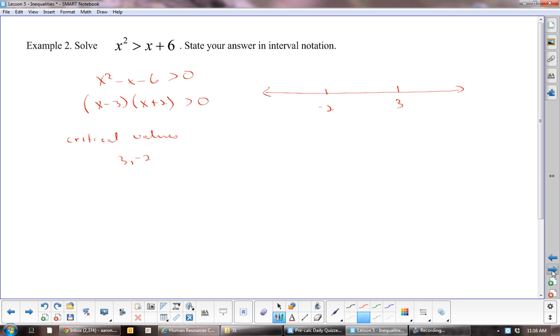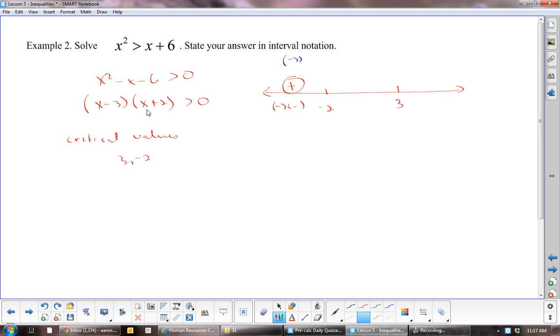So now I want to go just to my number line, and I want to test some points. So less than -2, what's a good point? -3. Now you want to plug -3 in here and here. If I plug -3 in here, that is a negative. If I plug -3 in here, negative. So that's a negative times a negative, so that is going to give me a positive. So I always circle it and put it on top.